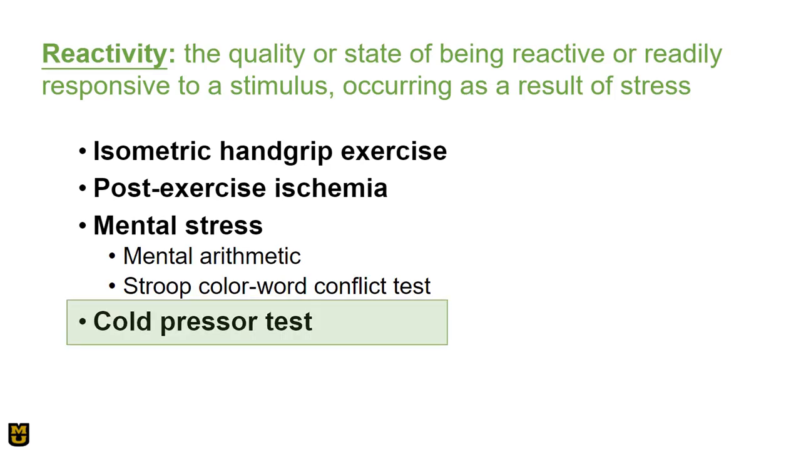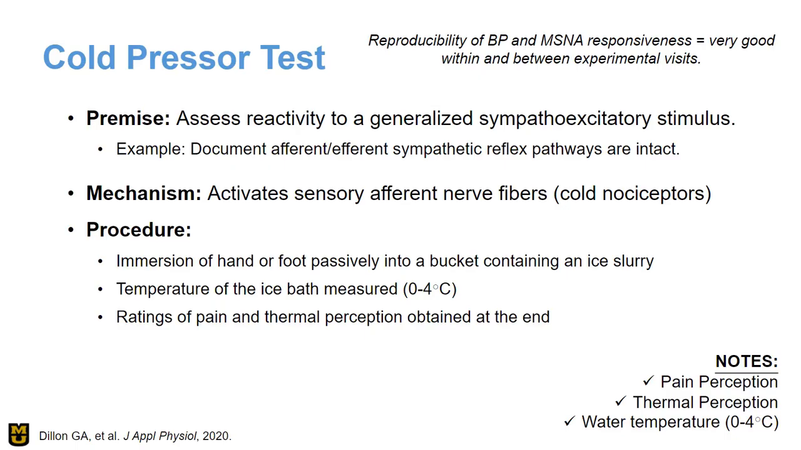And last, a test we use a lot in the lab, the cold pressor test. The cold pressor test assesses the reactivity to just a generalized sympathoexcitatory stimulus. So it actually activates these sensory afferent nerve fibers or these cold nociceptors. Point being, again, if you want to do a reactivity test, you need to really think about what your research question is and the mechanisms you're trying to attack, and that will help you decide which test you want to use. Again, I refer you to the paper from Gabby Dillon on the reproducibility, which is very good within and between experimental visits. And the procedure is quite simple.